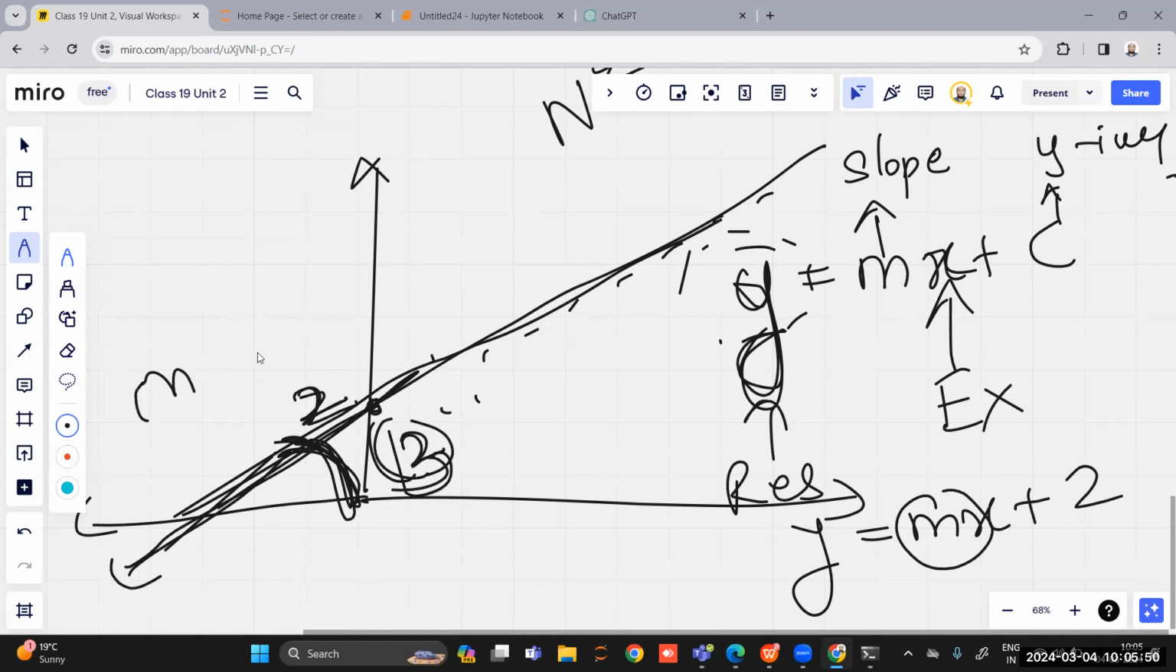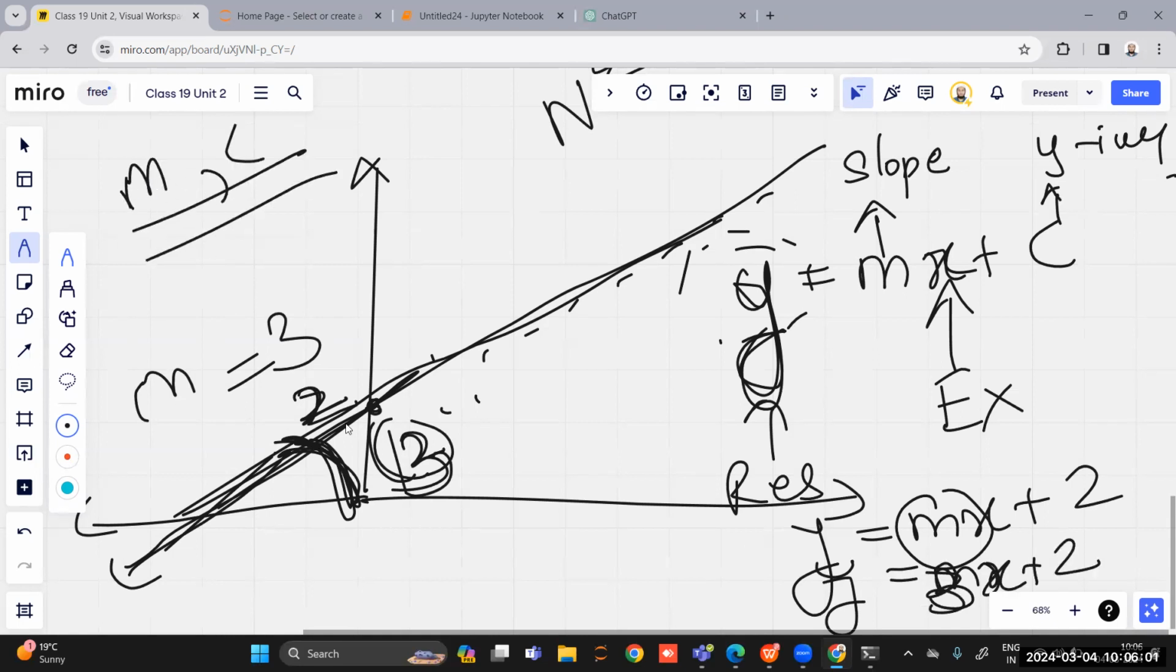I'll take 3, for example. So this will become 3, so this line will become y equals 3x plus 2. Did you get it? What is m and c? M is generally the inclination, which is described in numbers, and c is the intercept, the intercept on the y-axis.